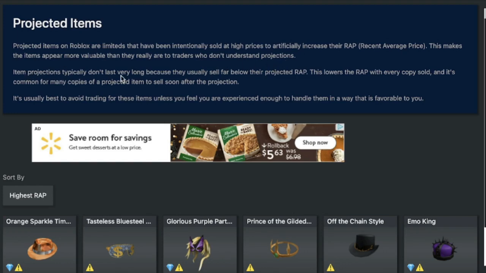Item projections typically don't last very long because they usually sell far below their projected RAP. This lowers the RAP with every copy sold, and it's common for many copies of a projected item to sell soon after the projection. It is usually best to avoid trading for these items unless you feel you are experienced enough to handle them in a way that is favorable to you.